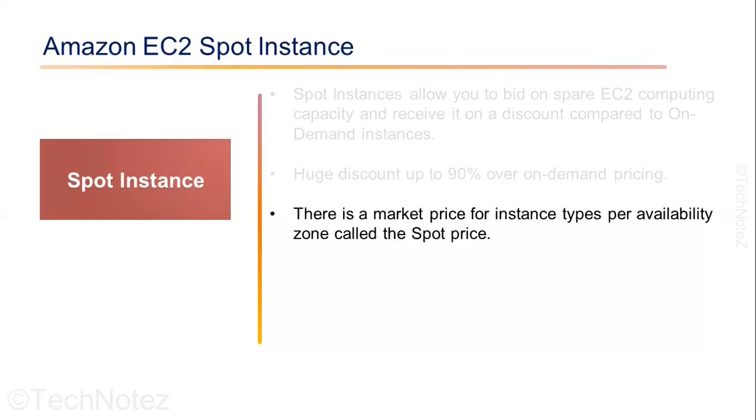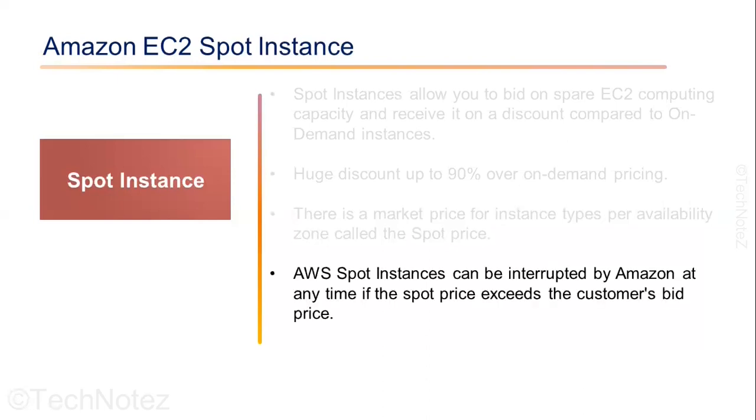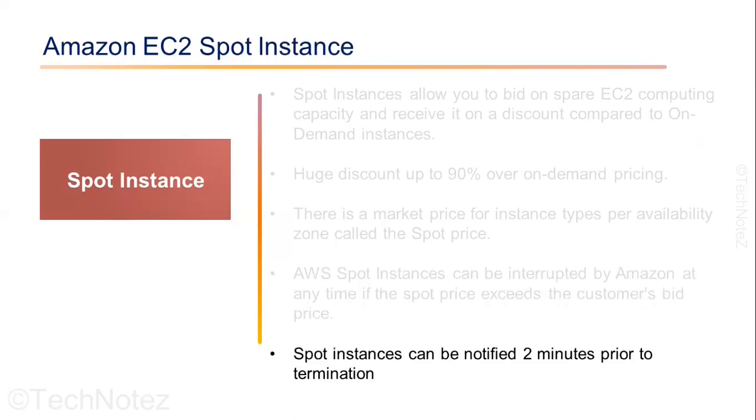Now, with this, there is a market price for instance types per availability zone, and this is called the spot price. AWS Spot instances can be interrupted by Amazon at any time if the spot price exceeds the customer's bid price. Now, it's not instant. You do get 2 minutes prior to the termination. What that means is this will only work for workloads that can start and stop without affecting what you are trying to do. So if that's your case, you can get great savings by using these spot instances.